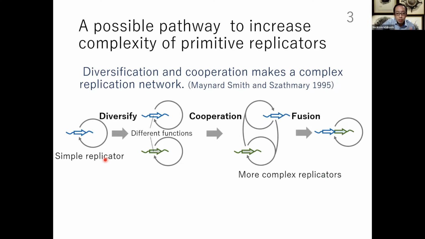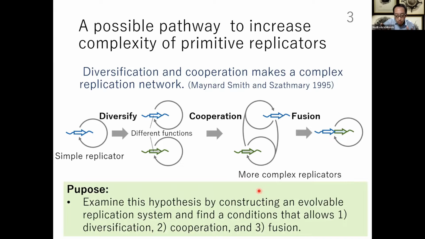So through this process, a simple replicator became a more complex replicator. We'd like to examine this process. This process is highly speculative, so our purpose is to examine this hypothesis by constructing an evolvable replication system and finding the conditions that allow diversification, cooperation and fusion. In my talk, I will show you evidence that allows diversification and cooperation, but not yet fusion.